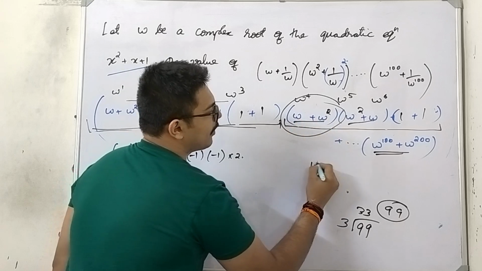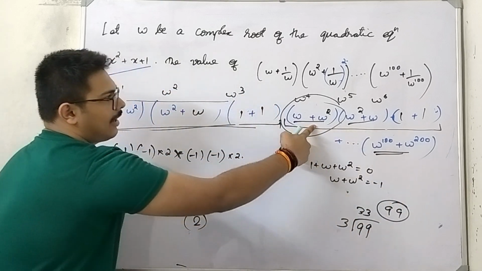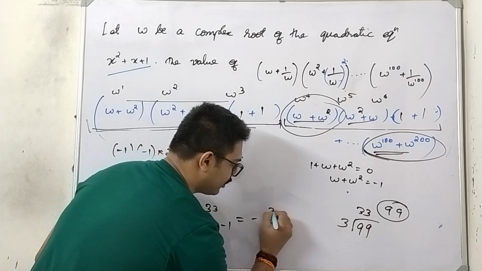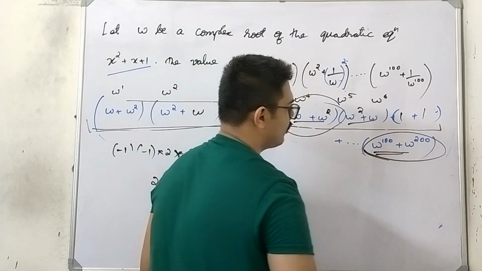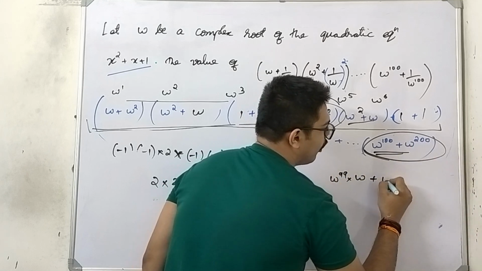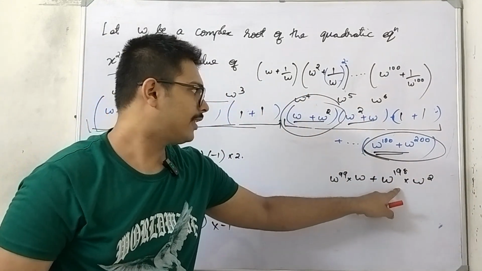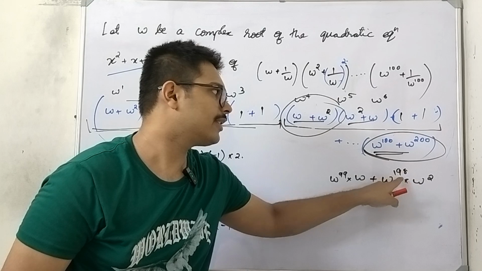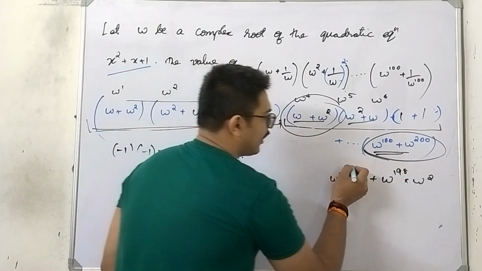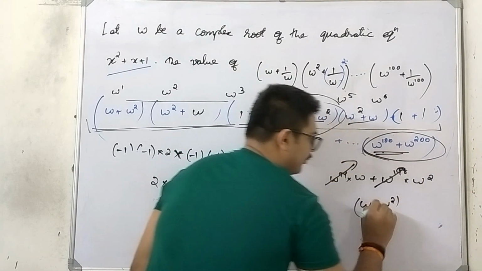What is omega plus omega square? 1 plus omega plus omega square equals 0, which means omega plus omega square equals minus 1. So this last value will be minus 1, which means our answer is minus 2 raised to 33. Or you can calculate omega raised to 100, which is omega raised to 99 into omega, and omega raised to 200 is omega raised to 198 into omega square. 198 is a multiple of 3, since the sum of digits 1 plus 9 plus 8 is 18, a multiple of 3. A number whose digit sum is divisible by 3 is itself divisible by 3. So omega raised to 3n equals 1, and this term is omega plus omega square, which means this value is minus 1.